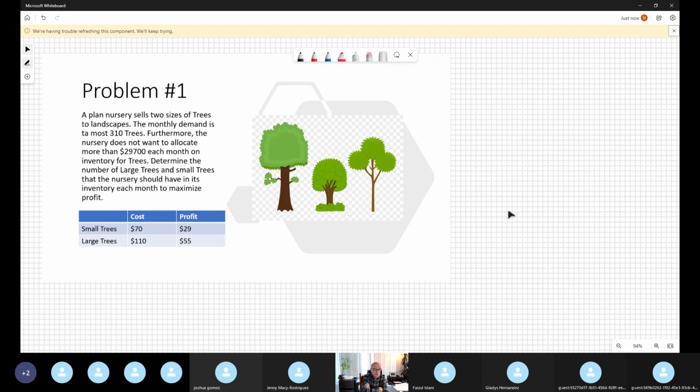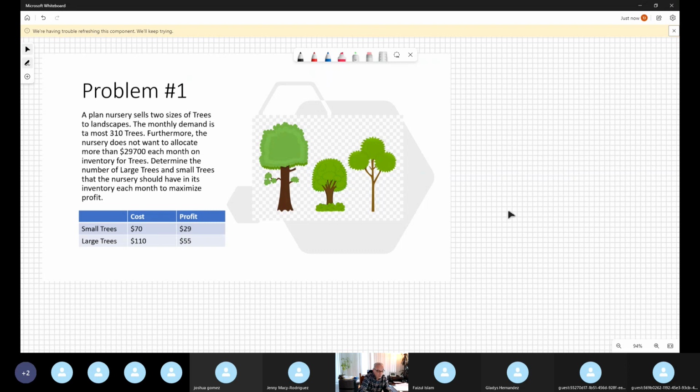So this is a plant nursery that sells 2 sizes of tree. The monthly demand is at most 310. Furthermore, the nursery does not want to allocate more than $29,700 each month on the inventory of trees. So for the capacity of this nursery, there is only this. So this is a restriction, this is a constraint. Determine the number of large trees and small trees that the nursery should have in its inventory each month to maximize the profit. Wow, too much.